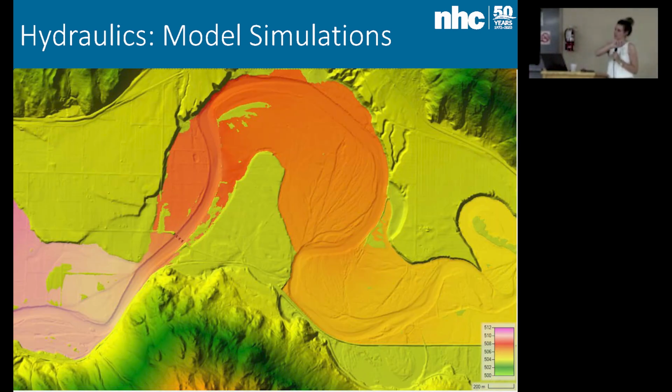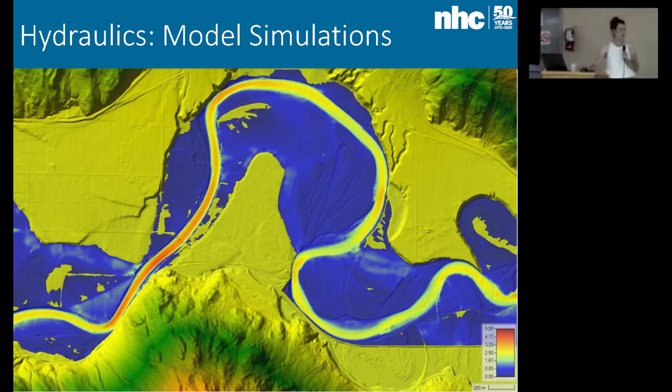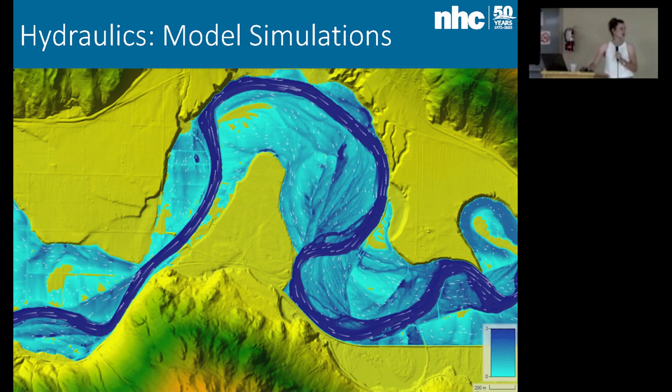So this is one of the floods. So this is water surface elevation upstream to downstream. We use it to also tell us the velocities in the river, how fast the water is moving across the floodplain versus in the channel. We get it to tell us the depths, how deep the water is on the floodplain versus the channel. And we use it to tell us where the water is going exactly.